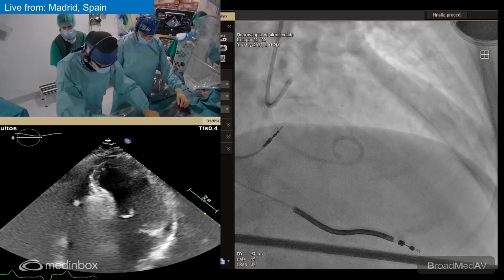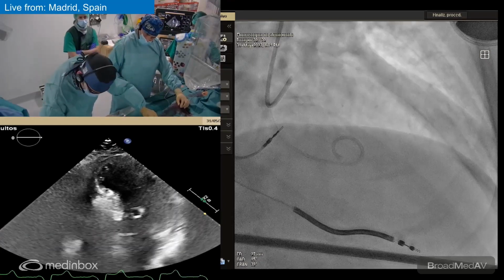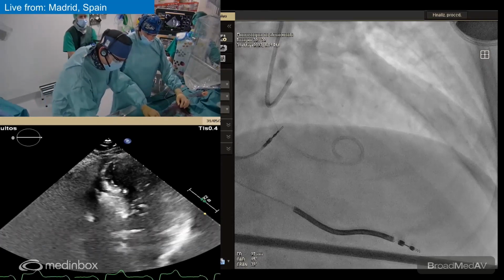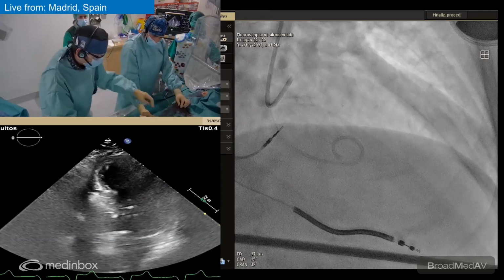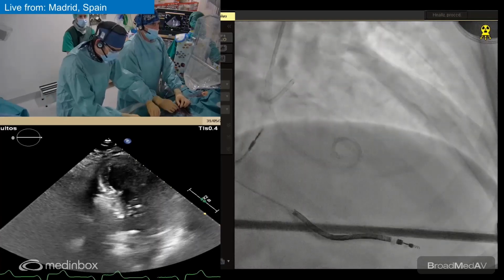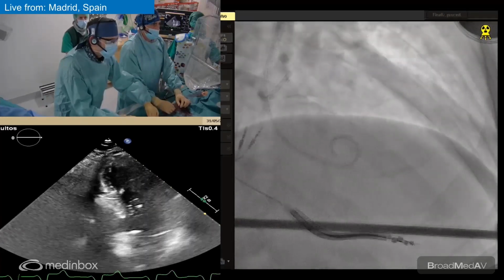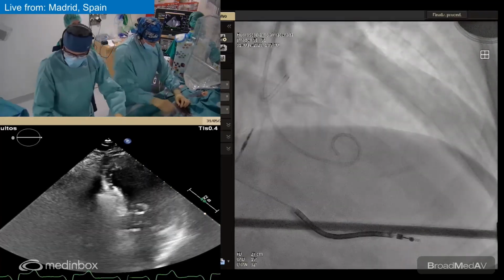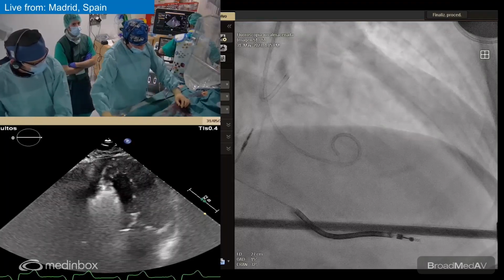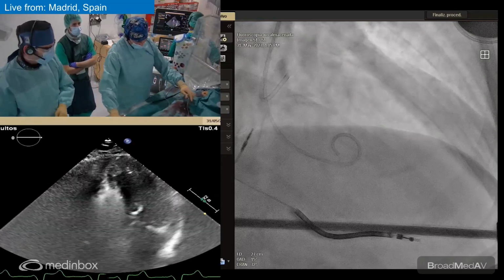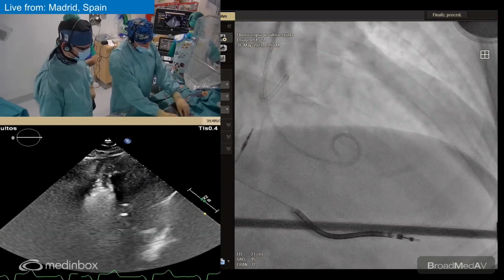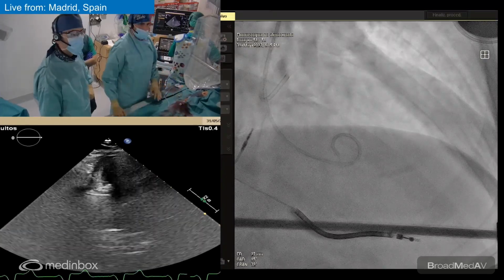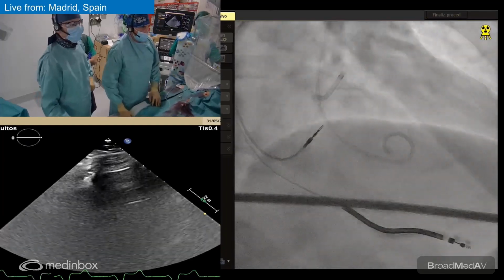Okay, I think we can deflate the balloon. This is alcohol. We are deflating the balloon. We are applying negative pressure, and Santi is retrieving the balloon, back bleeding in the guiding catheter, and we are going to do a final angio to finish the case.